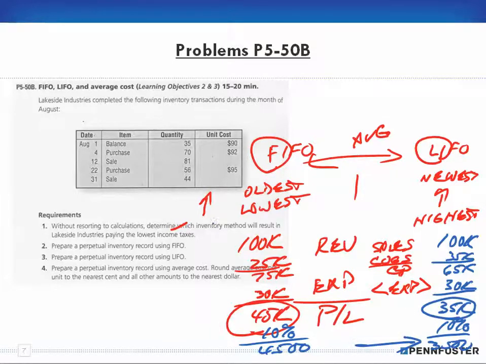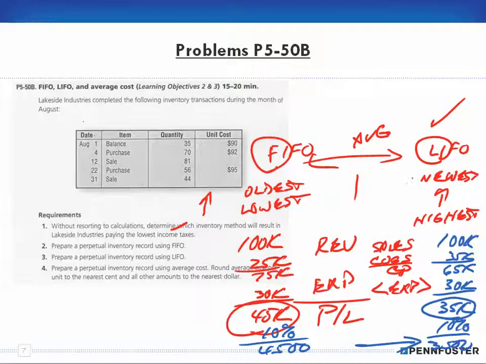So without actually resorting to calculations, I put in numbers here, and obviously I made things up. I didn't use the information from the data, but in order to be able to think through it in your mind, I did plug in numbers to illustrate why using LIFO will pay the lowest in taxes.